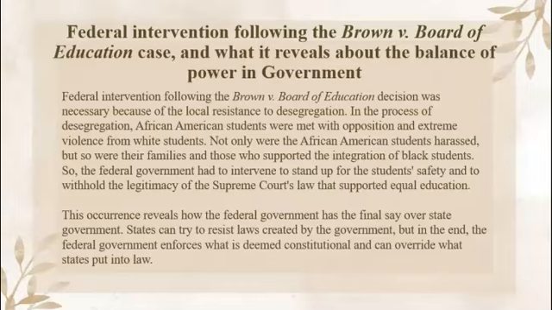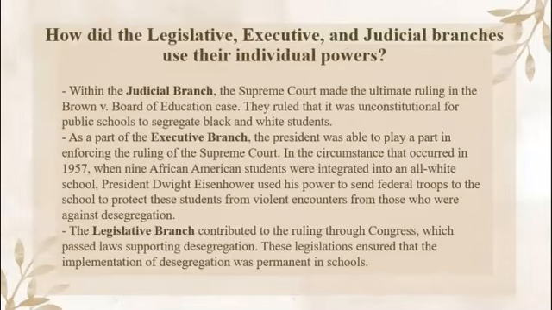This occurrence reveals how the federal government has the final say over state governments. States can try to resist laws created by the government, but in the end, the federal government enforces what is deemed constitutional and can override what states put into law. Pertaining to this case, how did the legislative, executive, and judicial branches use their individual powers?